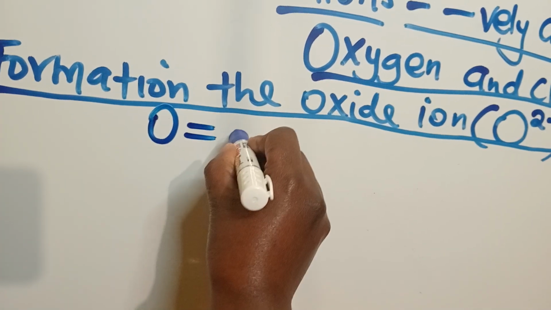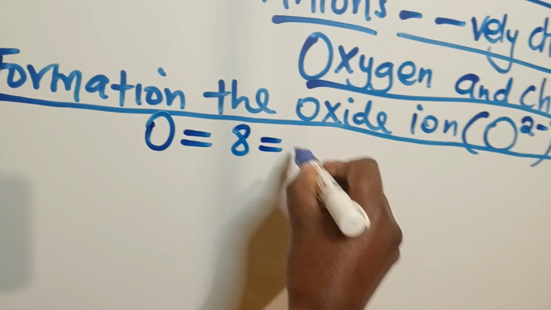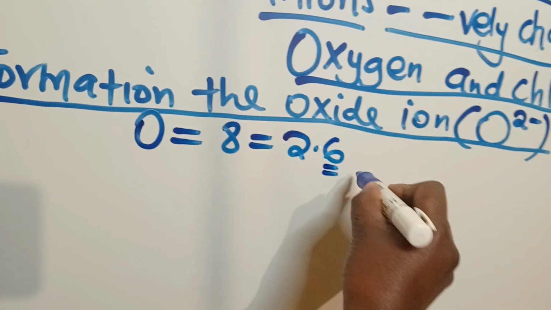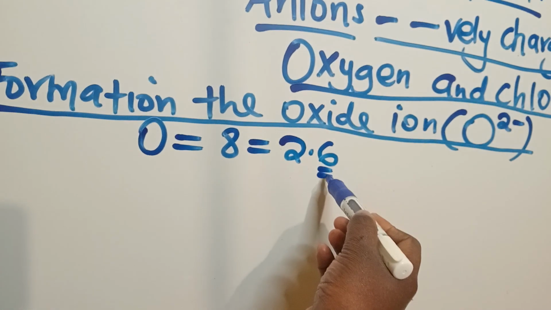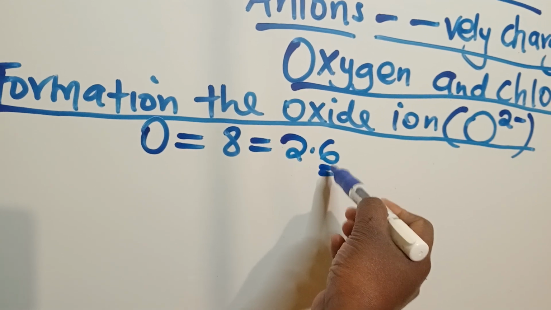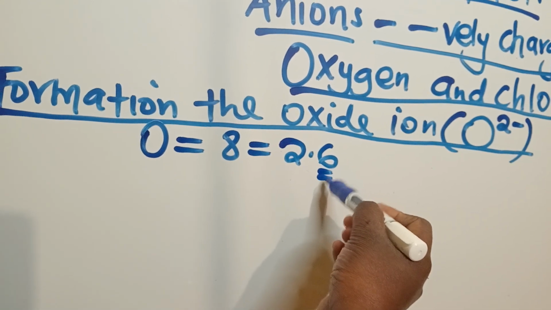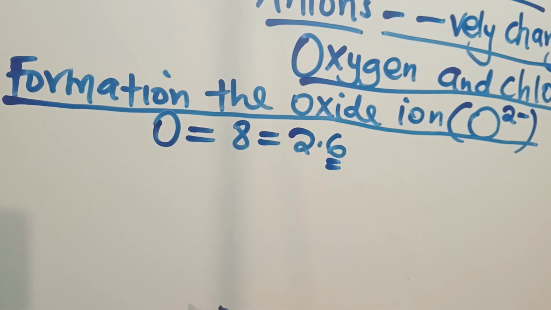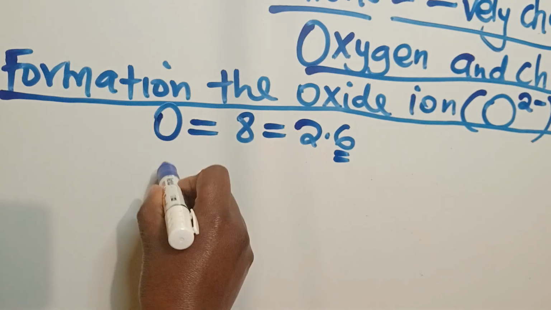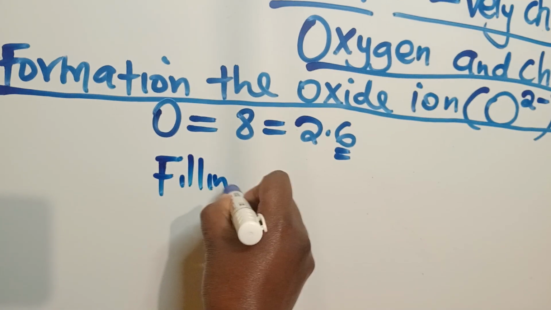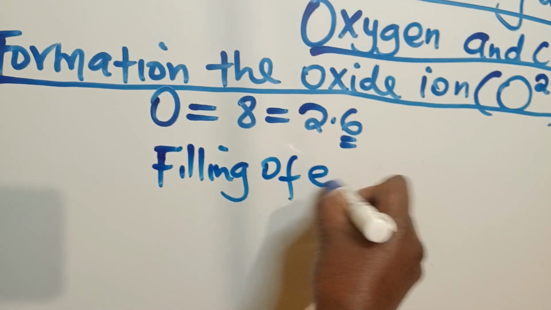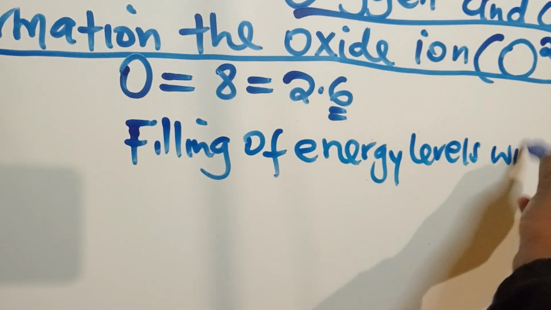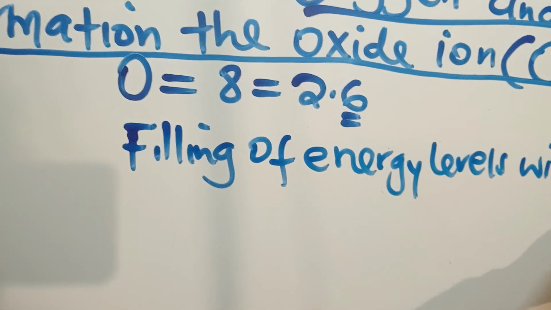Oxygen is atomic number 8 with electronic configuration of 2.6. When you look at this 6, it means that the second energy level is not yet full. Let me remind you of something about the filling of energy levels with electrons.